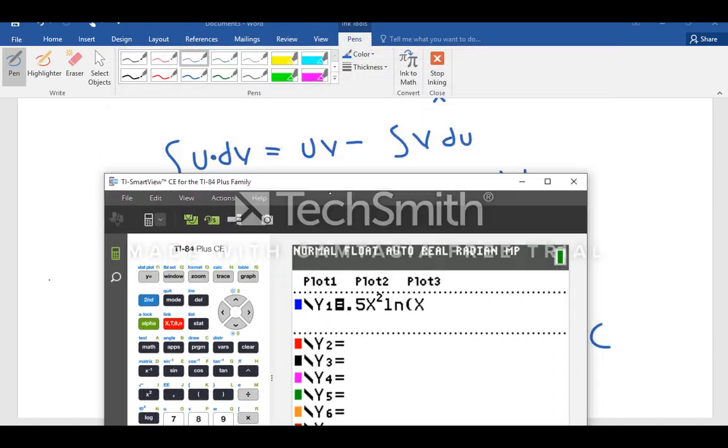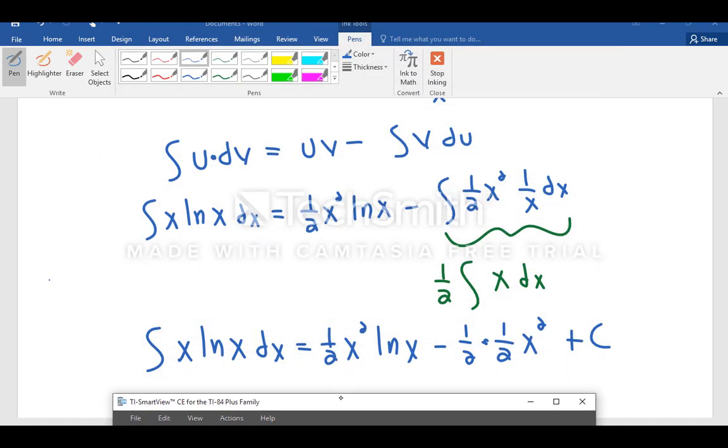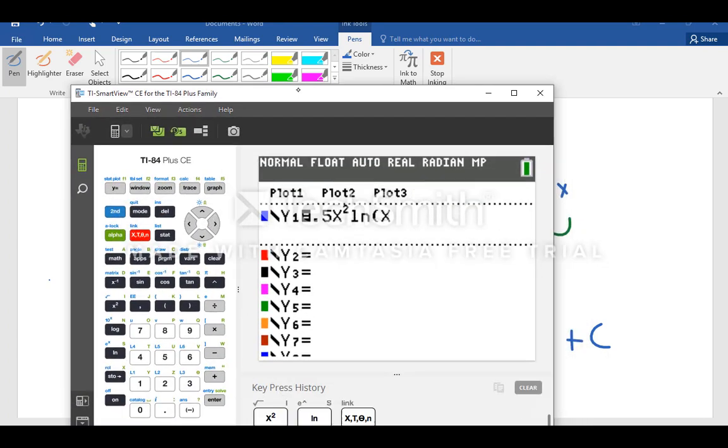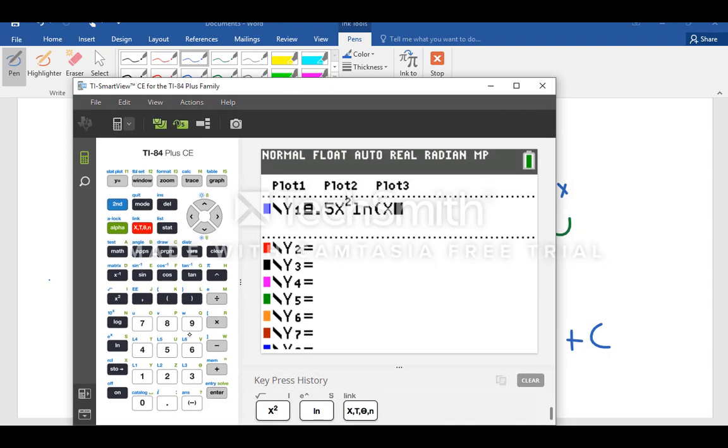Wait, I don't think that's right. Let me double check. It is right. So we got 1/2 x squared times ln x, and then we have minus 1/4 x squared. I could use fractions, even though 1/4 is 0.25, so let's say 1/4 x squared. So this is going to be my antiderivative.